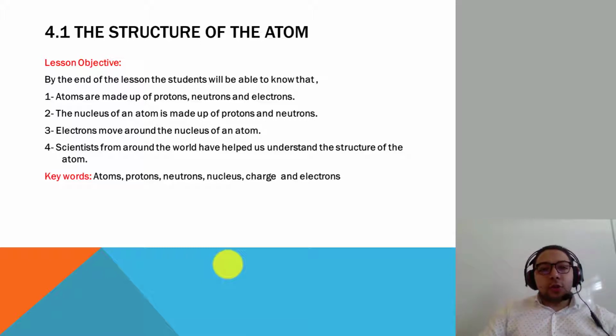By the end of the lesson, you should know that atoms are made up of protons, neutrons, and electrons. The nucleus of an atom is made up of protons and neutrons, and electrons move around the nucleus of an atom. The last lesson objective is that scientists from around the world have helped us understand the structure of the atom. We're going to go through how the scientists have developed or discovered the structure of an atom. The keywords for today's lessons are atoms, protons, neutrons, nucleus, charge, along with electrons.